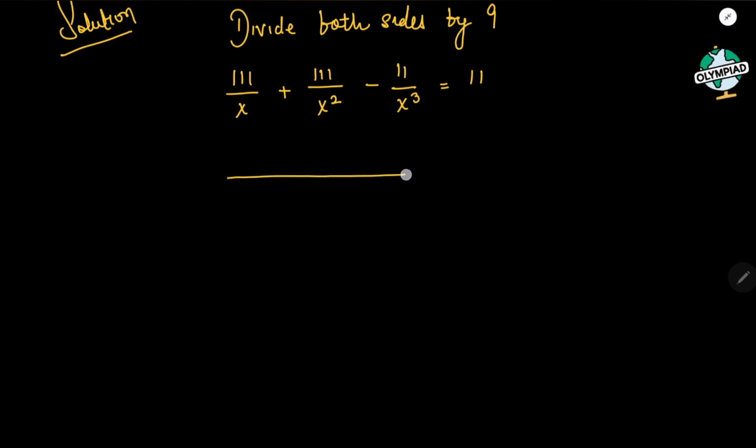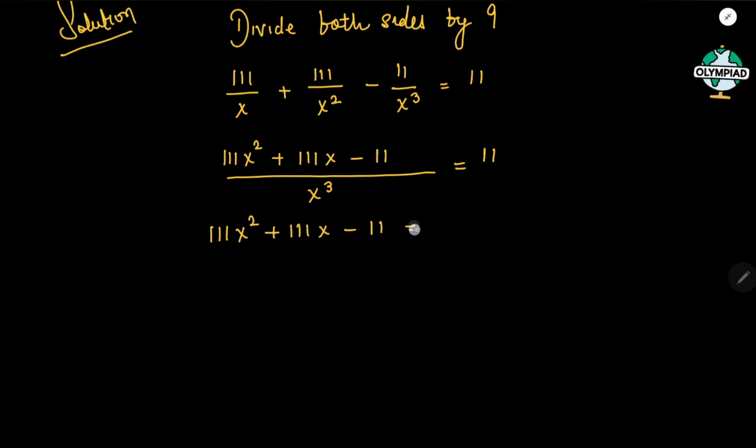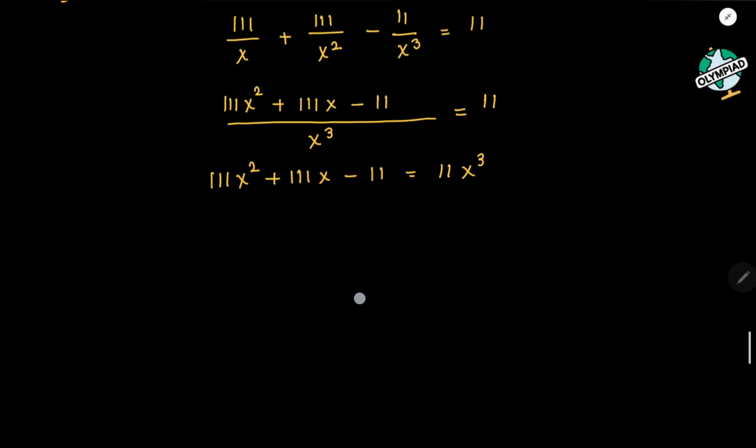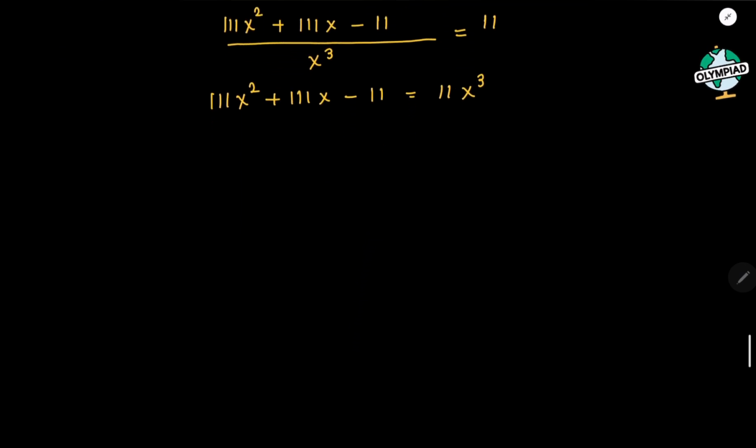Now I will take the LCM, x cube. We will get 111x² + 111x − 11 = 11x³, right? And then take the x cube on that side. Let us rearrange the equation. I can write it as 11x³ + 11 − 111x² − 111x.